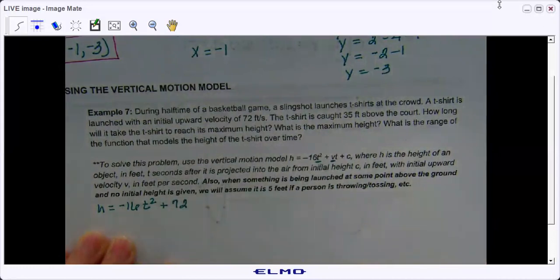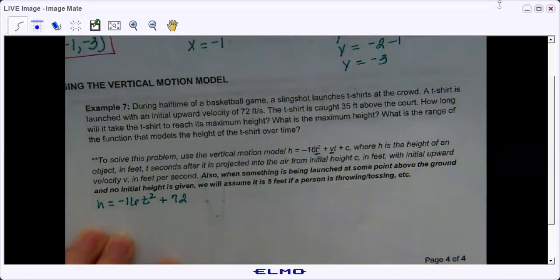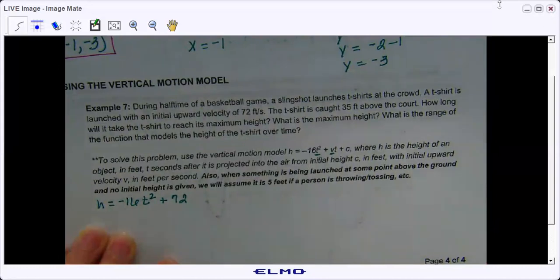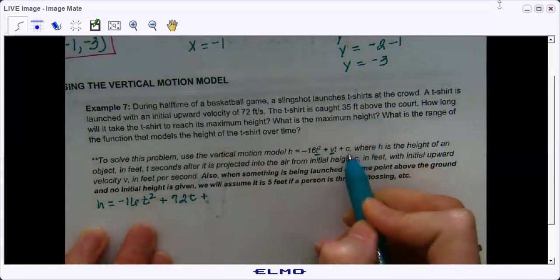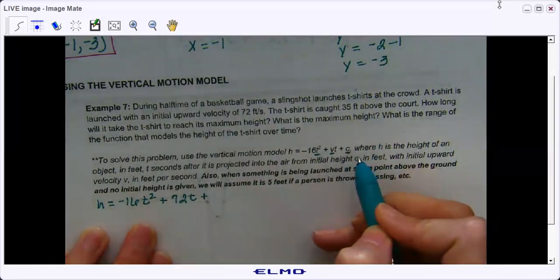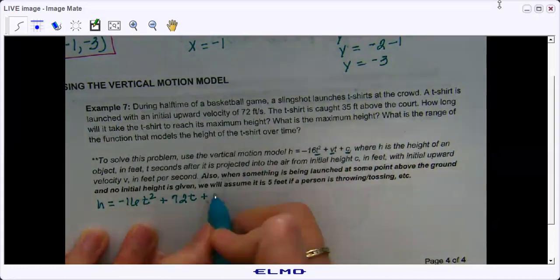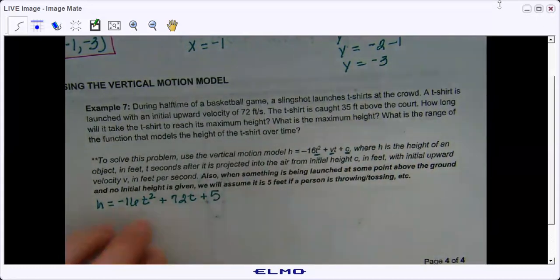We know the initial height. Oh, yes, we do. But we're going to hold on to that for just a second. Okay. And then we don't know time, like we said. And what was the initial height? 5 feet, because we're assuming that it's 5 feet.